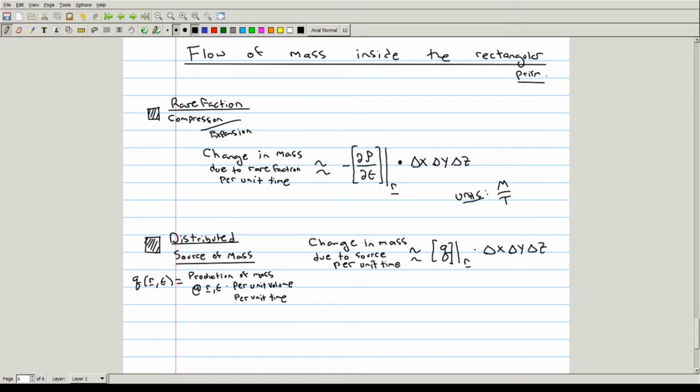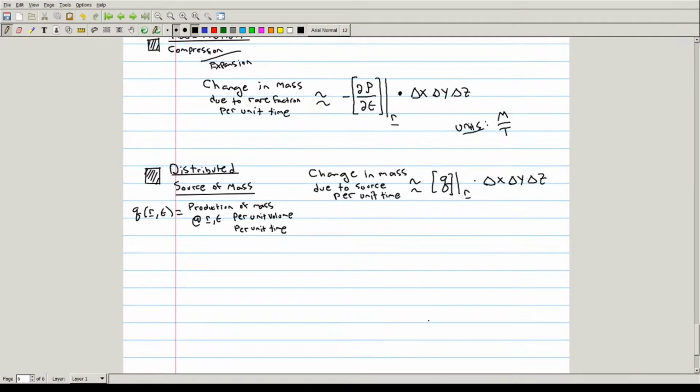And this is for the exact same region, because this Q is a rate of mass production per unit volume per unit time. So the change in mass due to source per unit time, or sink per unit time for that matter if Q is negative, is just the value of this production of mass per unit volume per unit time multiplied by the volume delta X, delta Y, delta Z. And this is a valid approximation as long as delta X, delta Y, and delta Z are small enough.